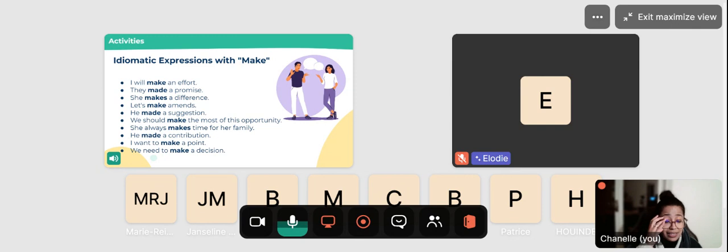He made a suggestion. We should make the most of this opportunity. She always makes time for her family. He made a contribution. I want to make a point. We need to make a decision. So these are the expressions that exist in English that help us express a bigger idea, une idée un peu plus grande.